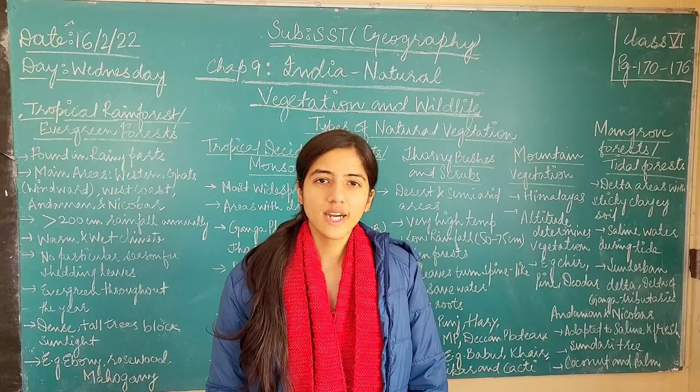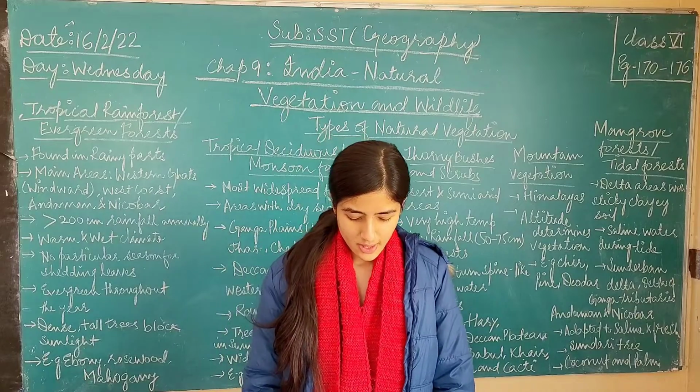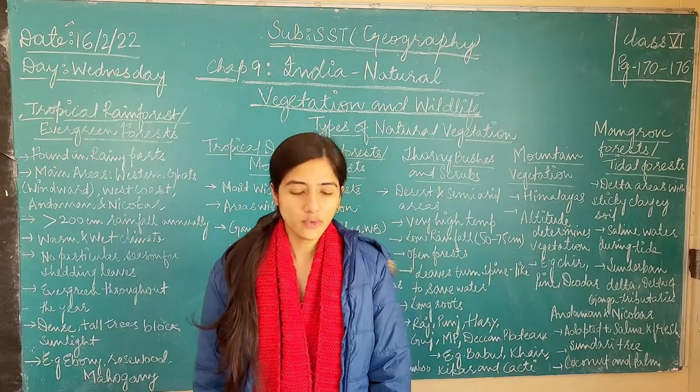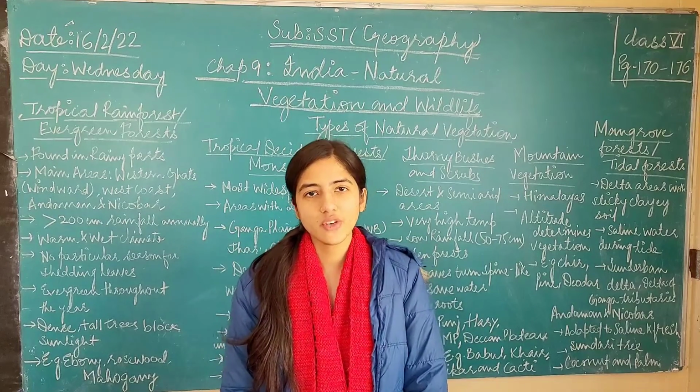Good morning students, today we will start a new chapter in geography, which is chapter number 9, India, natural vegetation and wildlife. So in this video we will discuss the different types of natural vegetation in India, the different types of plant life which is there in different parts of the country, right?